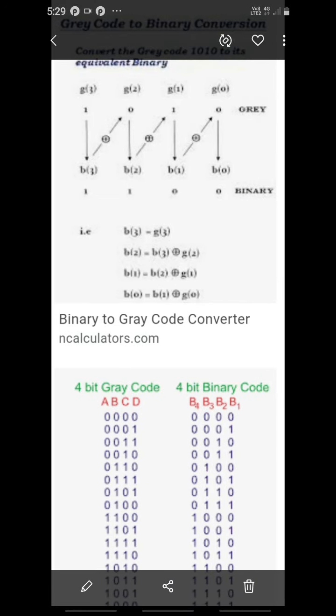This one, 0101. And next take 1101. So the MSB is taken as is, 1, and 1 plus 1 is 0, 0 plus 0 is 0, and 0 plus 1 is 1. So 1101, the answer is 1001.